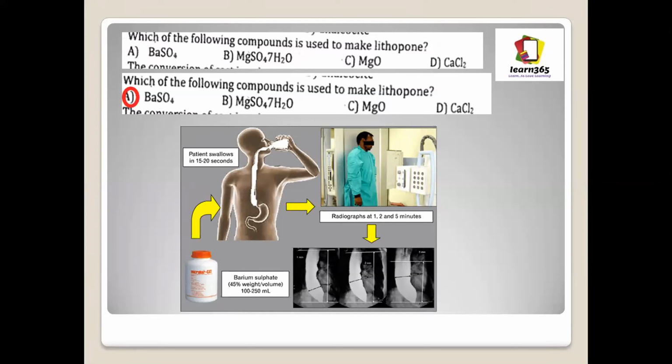It is a medicine. Some students have said option C, steel furnace. Only in furnaces it is used. Option D also is not right, because calcium chloride is actually used for drying gases, because it forms very good complexes with a lot of gases. So it is used for drying these gases.